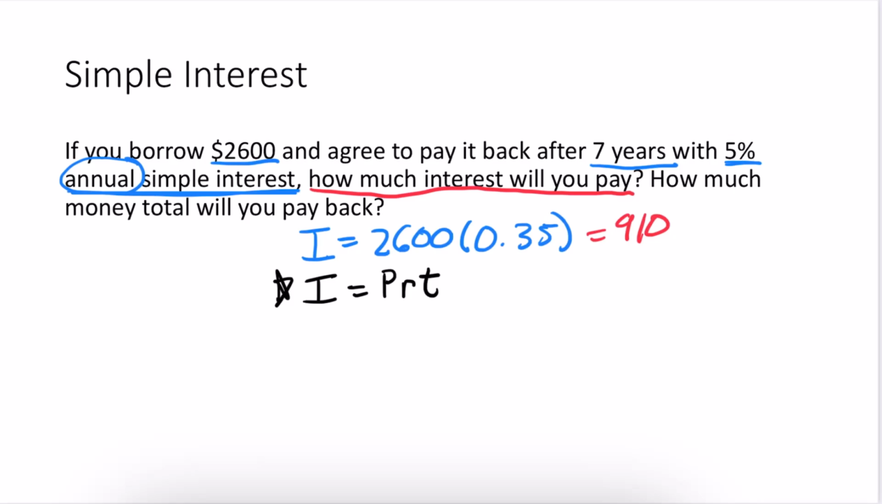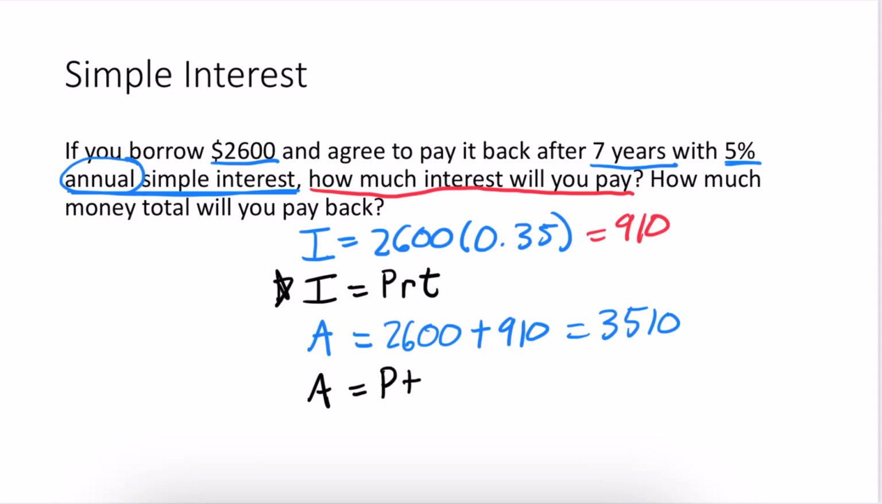So the way that we would calculate that is we would say the total amount we pay back, which I'm going to call A, would equal 2,600 because that's the initial amount I borrowed. And then I would add my interest of 910, and that would tell me that I need to pay back $3,510. So essentially, you just take your initial amount and add on the interest amount. So the formula for this is A equals the initial amount plus the formula that we use to find the interest.